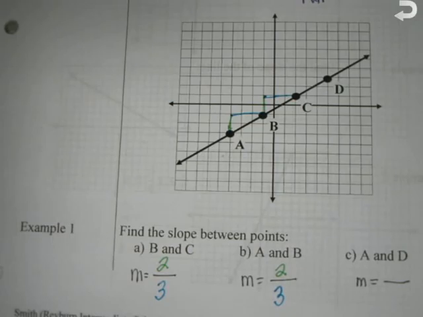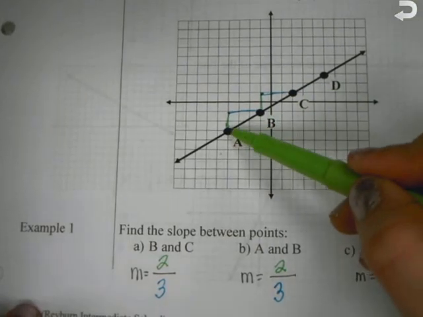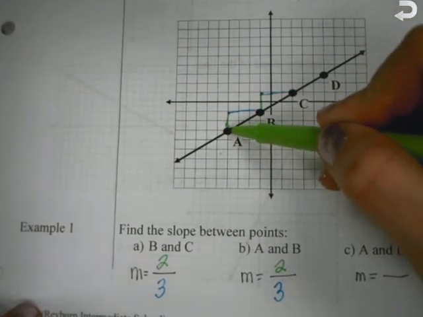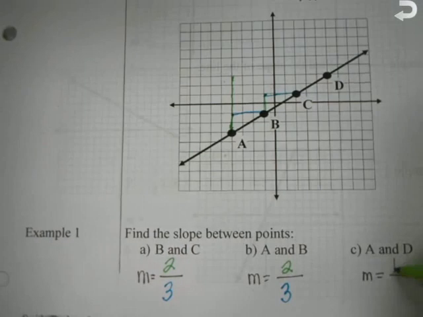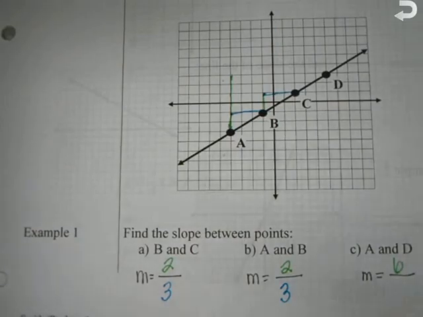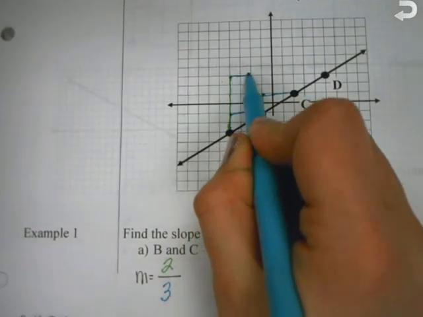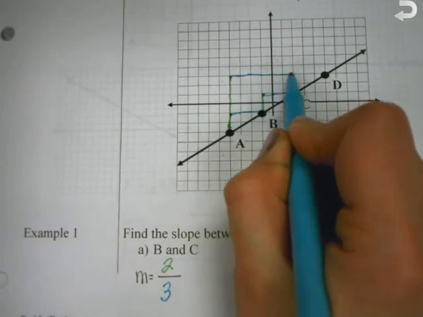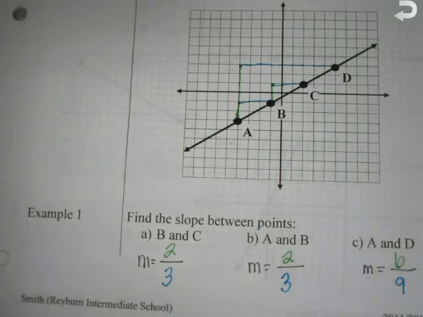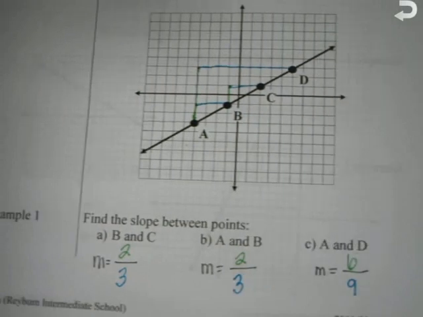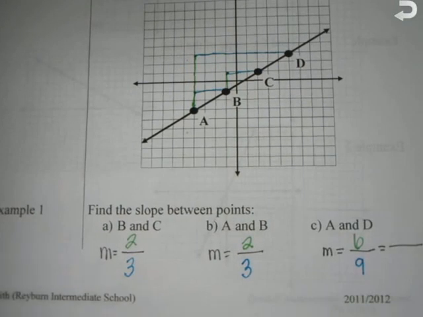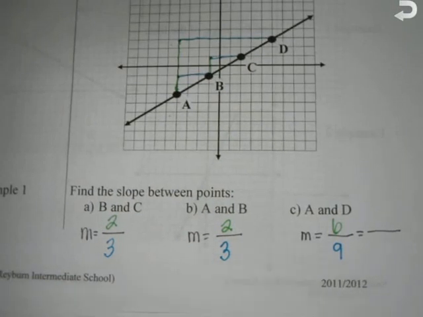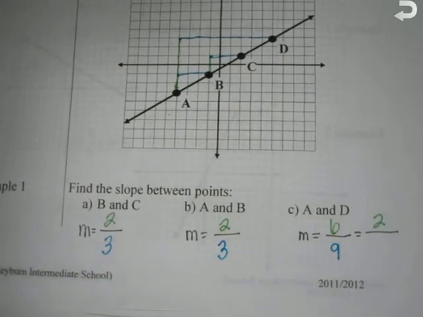Okay, let's do it. If I start at A, how many spaces up do I go to get to D? 1, 2, 3, 4, 5, 6. So the top is 6. How many spaces over? 9. So 6 over 9. So I'm done, right? No. Does that fraction reduce? Yes. What goes into both 6 and 9? 3. 3 goes into 6 two times, and 3 goes into 9 three times. So my slope was still 2 over 3.